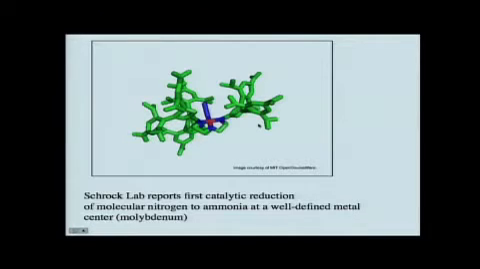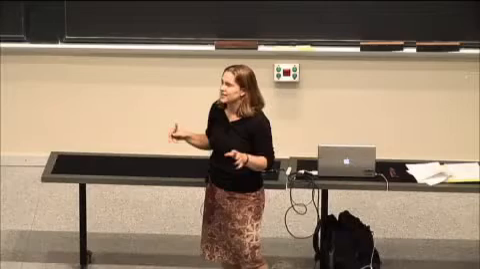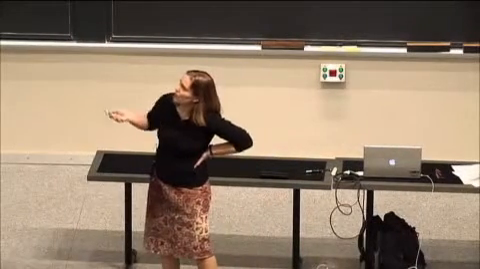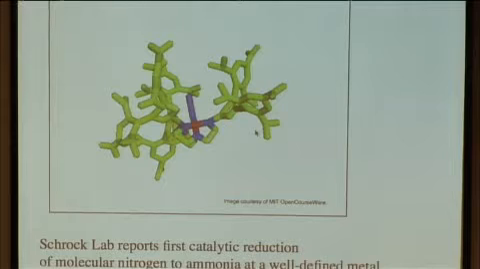I've mentioned Dick Schrock before. He won a Nobel Prize in chemistry a few years back, but not for his work on nitrogenase systems. But he was able to design a small catalyst that can do this chemistry, that can catalyze this reduction of nitrogen to ammonia at a defined molybdenum center. Again, we'll talk about transition metals later in the course.